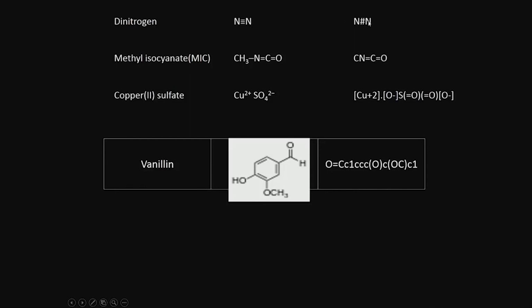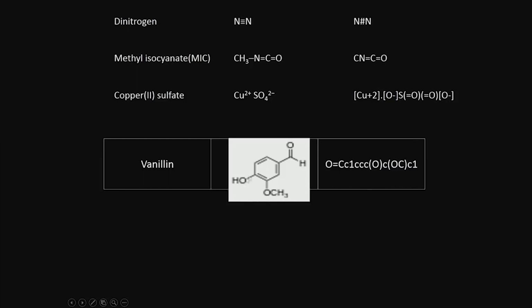Dinitrogen, N triple bond N, is shown like this. Methyl isocyanate, okay, as you can see here, CH3N double bond C double bond O. So, we show CN double bond C double bond O. It is very simple. Okay, what about inorganic? Copper sulfate, Cu2 plus SO4. So, you put like this, Cu2 plus with a square bracket, there is one bond, O with the minus, and then we have S. Then S is connected with a double bond O, and again a double bond O, and then there is a square bracket for O minus. You understand?